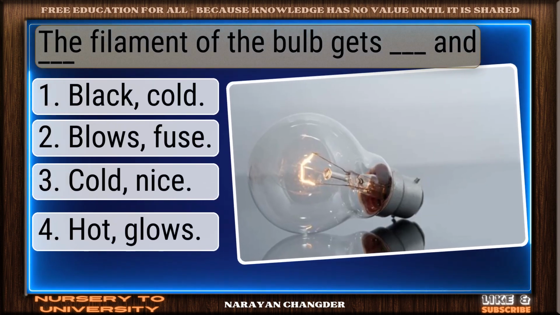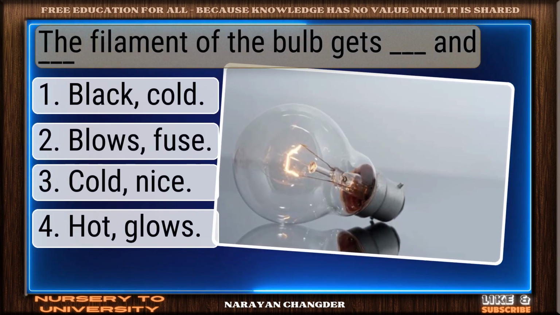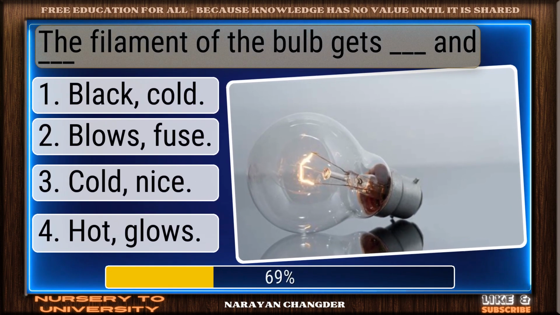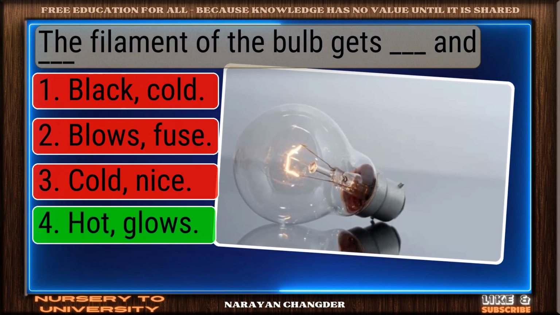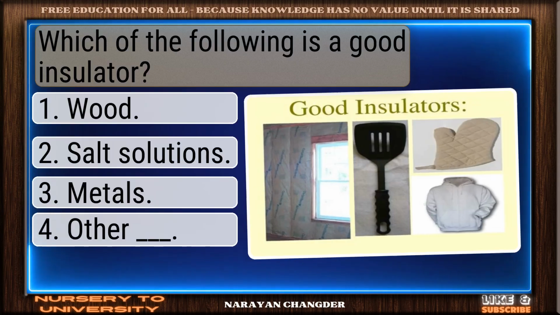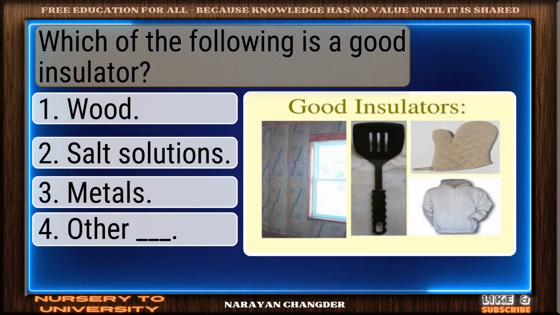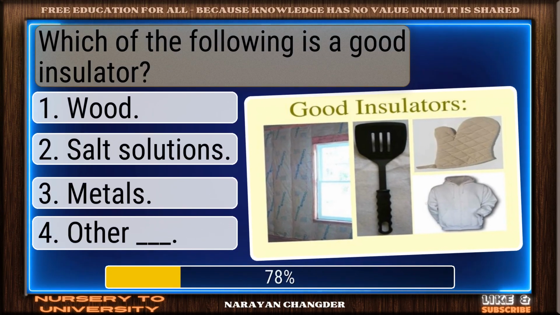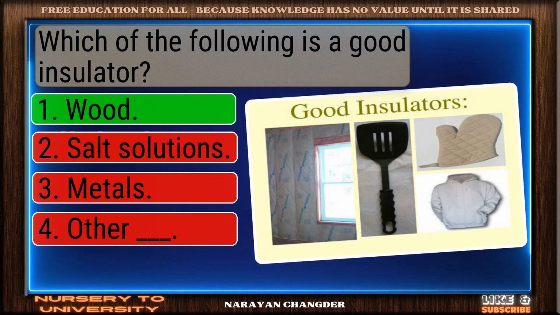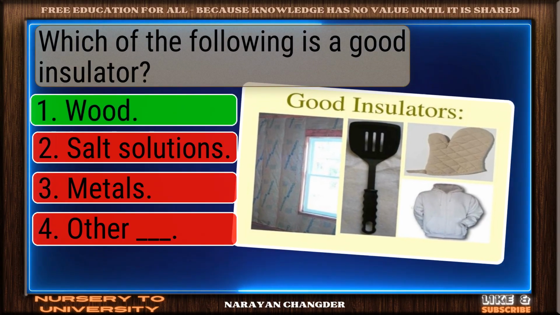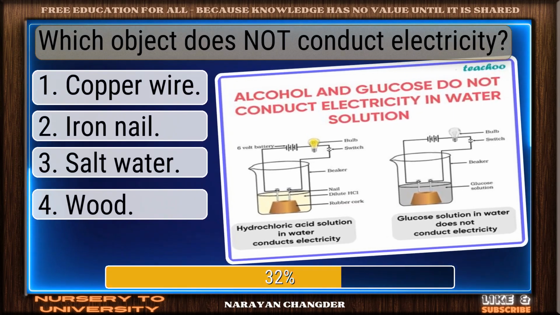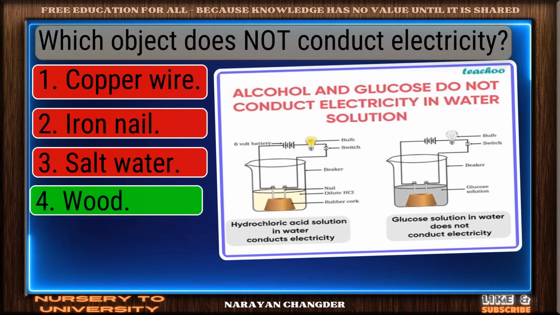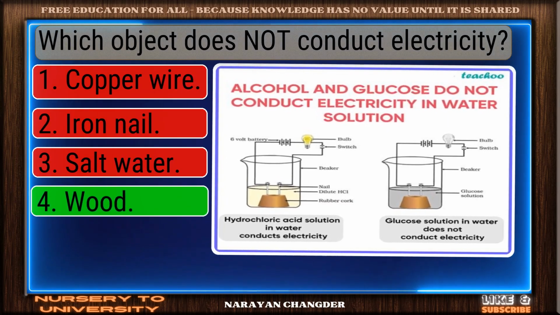The filament of the bulb gets dash and dash. Right choice. Hot and glows is the best answer. Which of the following is a good insulator? Solid response. Wood is a valid choice. Which object does not conduct electricity? You got it. Your choice, wood, is right.